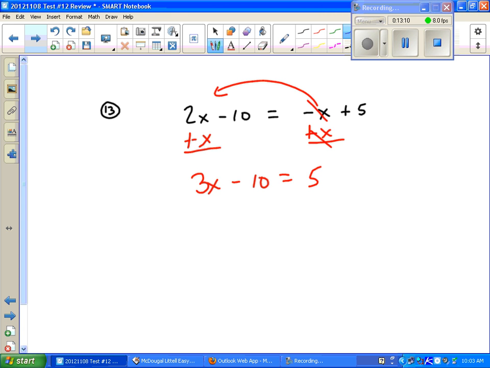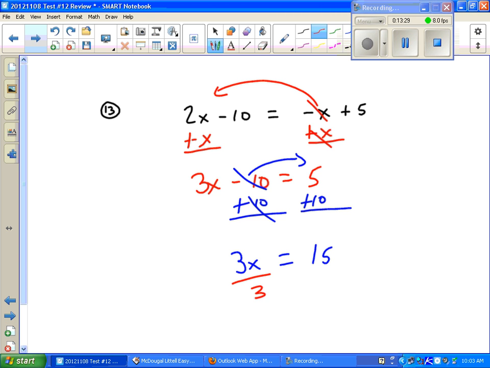Bring everything that's not an x or a variable term over to the other side. You have negative 10 or minus 10 right there. Undo that by adding 10. If you add 10 to the left, you have to add 10 to the right. What you have now on the left is 3x. These will cancel each other out. Equals 5 plus 10, which is 15, or 3 times x. Undo 3 times something by dividing by 3. Do it on the left, do it on the right. This will cancel out, leave you with just x, and 15 divided by 3 is 5.